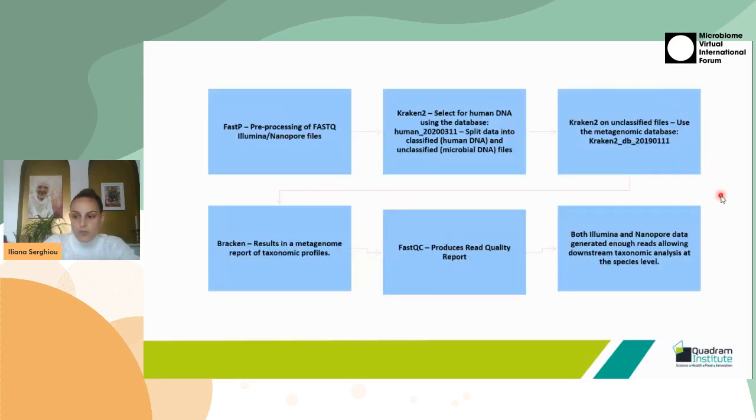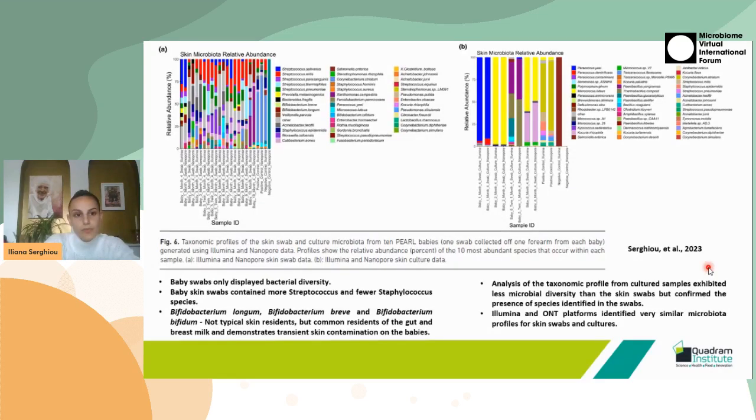In terms of the actual sequencing data, this is the pipeline that I used to analyze the data. I don't really have time to go through this in depth, but to summarize, the data was cleaned and run through Kraken 2 and Bracken for taxonomic profiling, which is a read mapping method. Overall, both the Illumina and Nanopore data generated enough reads, allowing downstream taxonomic analysis at the species level. I'm just going to go through the baby data today.